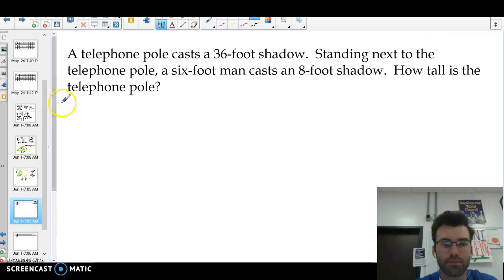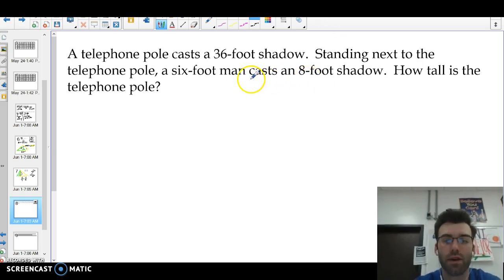All right, a telephone pole casts a 36-foot shadow. Standing next to the pole, a 6-foot man casts an 8-foot shadow.